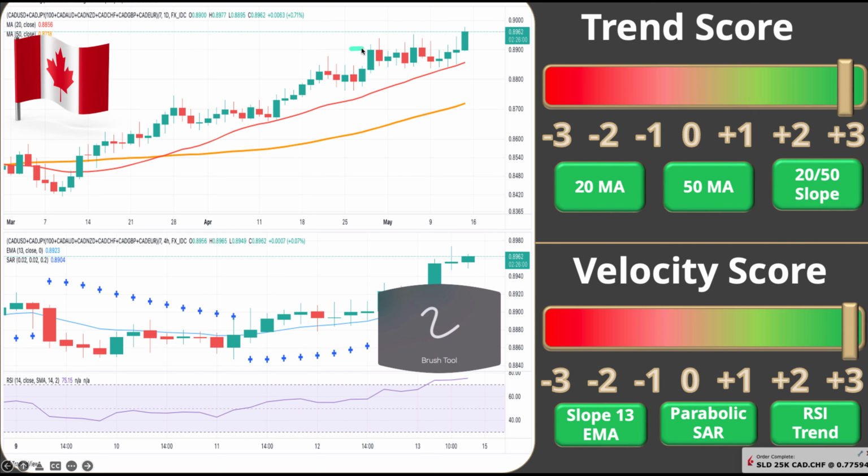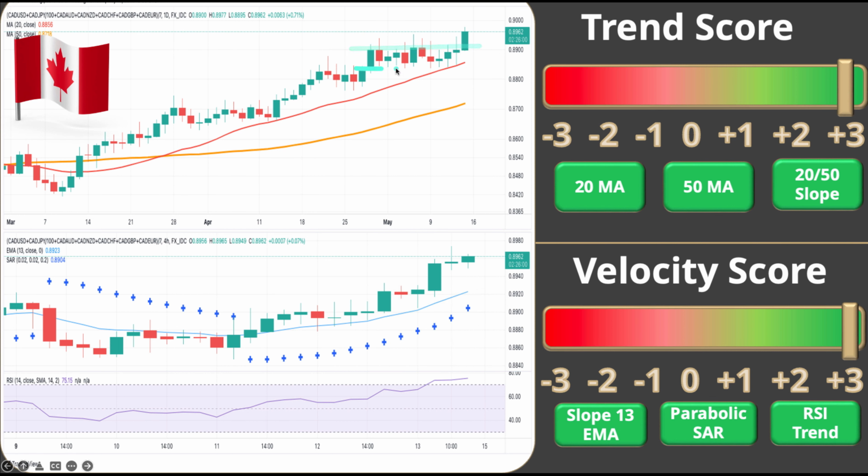Canadian dollar. I mean, after consolidating for the past few days, or we can go back to the end of April, we have been in this consolidation pattern, and we'll look at that. We're breaking out. So above the 20, above the 50, good candlesticks today, closing above that handle. So everything is pointing to bullish on CAD to me. We'll see what happens next week.